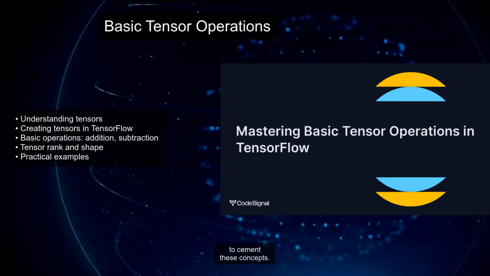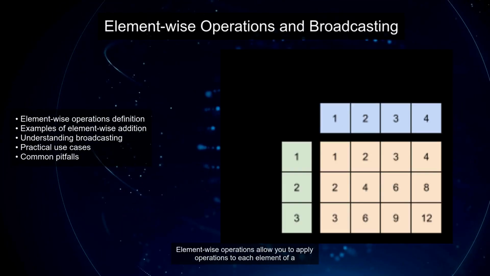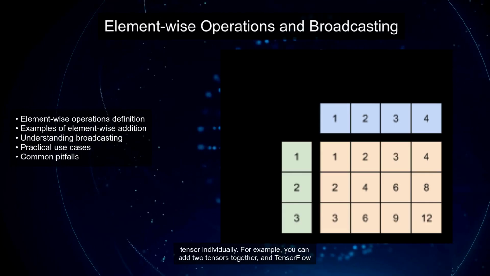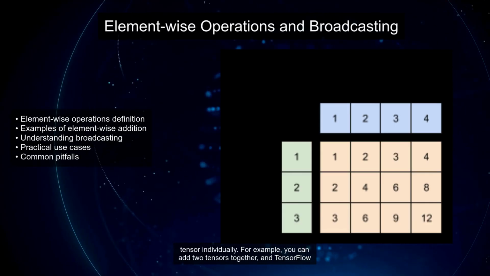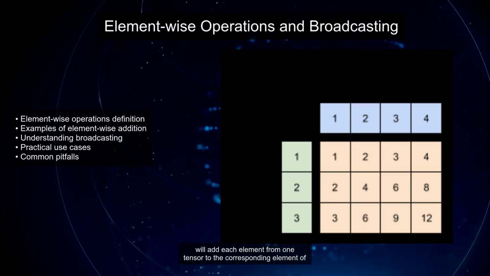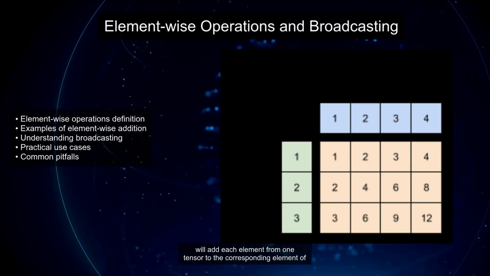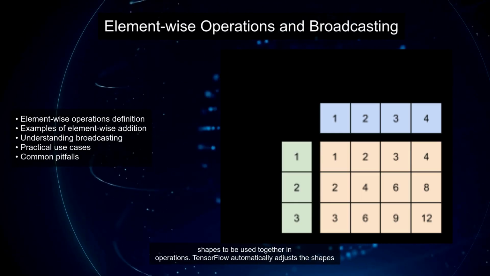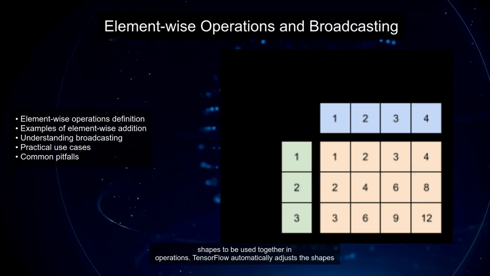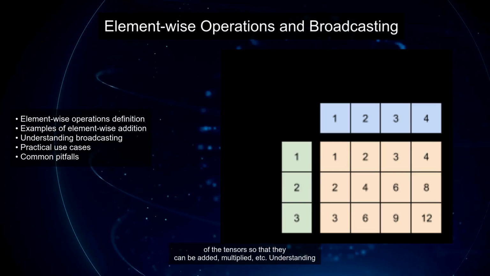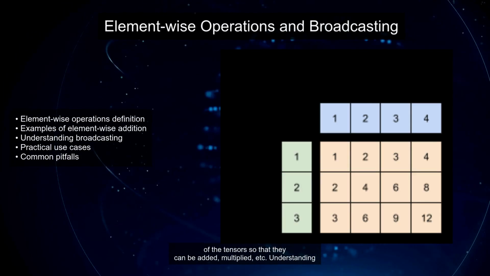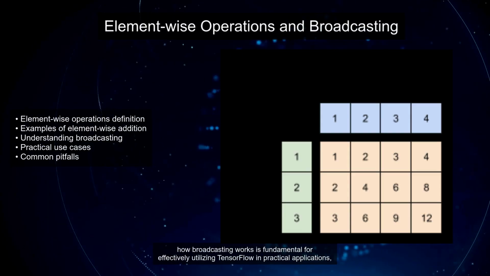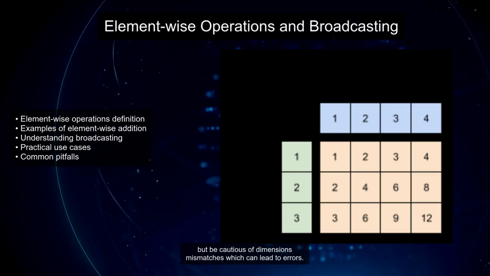Let's look at some practical examples to cement these concepts. Element-wise operations allow you to apply operations to each element of a tensor individually. For example, you can add two tensors together, and TensorFlow will add each element from one tensor to the corresponding element of the other. Broadcasting is a powerful feature that allows tensors of different shapes to be used together in operations. TensorFlow automatically adjusts the shapes of the tensors so that they can be added, multiplied, etc. Understanding how broadcasting works is fundamental for effectively utilizing TensorFlow in practical applications, but be cautious of dimension mismatches, which can lead to errors.